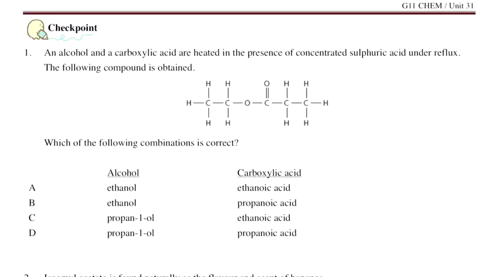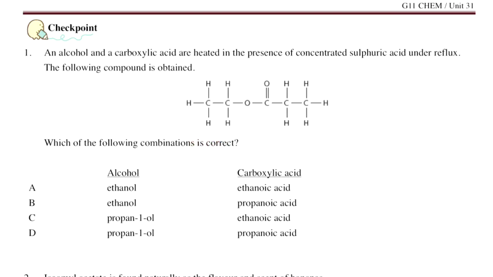Let's take a look at the checkpoint questions together. Please pause the video and attempt the 2 questions before you go through the explanation. Okay, so for question 1, we have an alcohol and a carboxylic acid that are heated in the presence of concentrated sulfuric acid under reflux. The following compound is obtained. Which of the following combinations is correct?